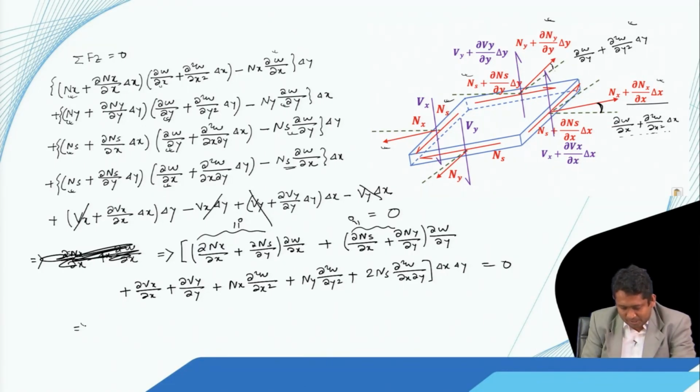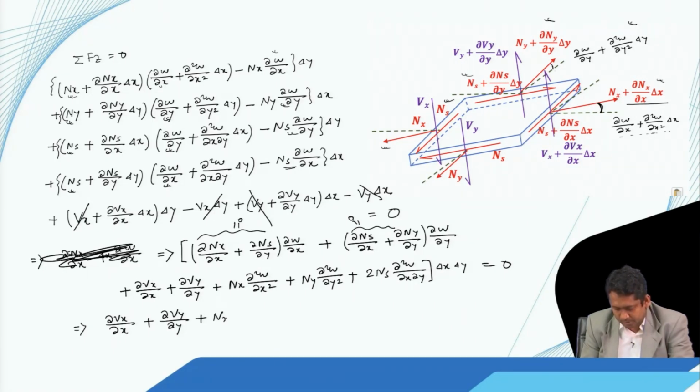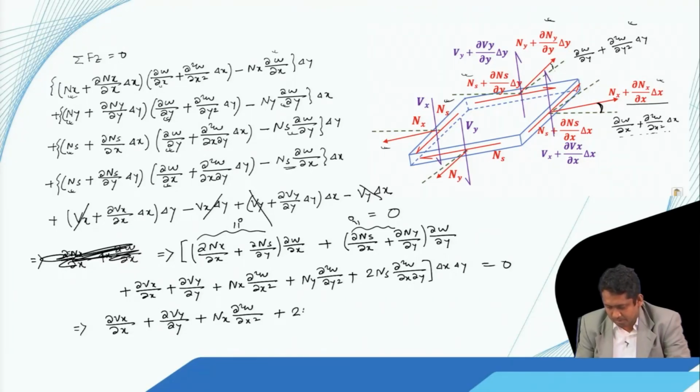So finally if we write the rest of it, the equation that we get is del Vx by del x plus del Vy by del y plus Nx into del 2W by del x2 plus 2Ns del 2W by del x del y plus Ny into del 2W by del y2.